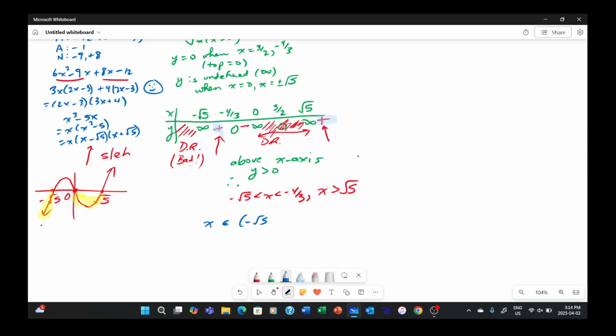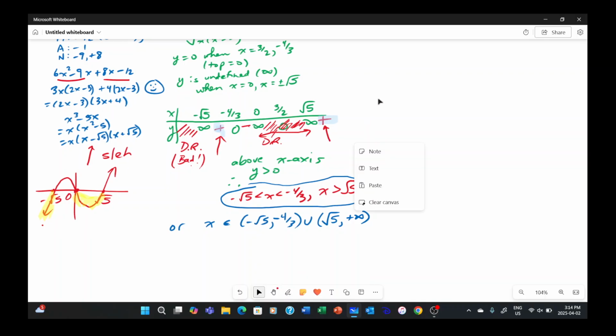x is a member of negative root 5 to negative 4/3, not including the endpoints, in union with root 5 all the way up to positive infinity. Obviously can't include infinity. If you prefer that, you can do that. This is what my answer will look like in all my answer keys. It's the notation I use. Anyway, that's it for question number 1, and hopefully that was helpful.